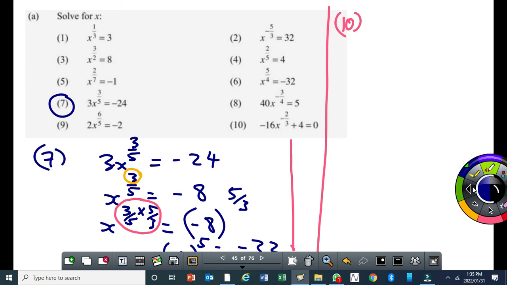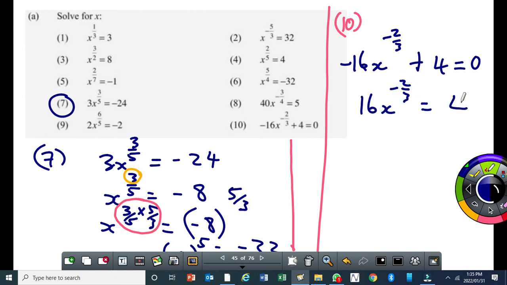So here you have minus 16 x to the power of minus 2 over 3 plus 4 is equal to 0. Okay? Now in my case, the first thing I'll take that positive 4 to the right, or if you want, you can take the minus 16x to the power of negative 2 over 3 to the right. If you do that, you end up getting 16x to the power of minus 2 over 3 is equal to 4. Okay? Are you following that?